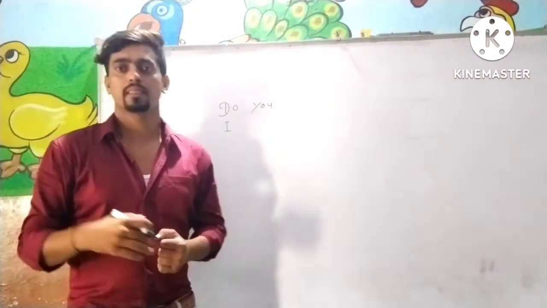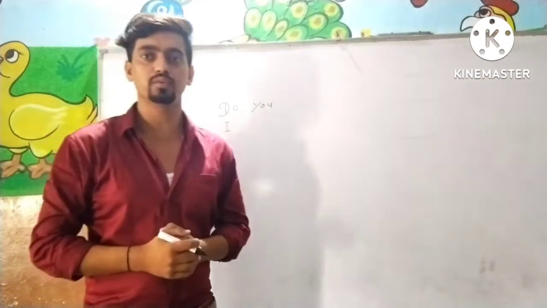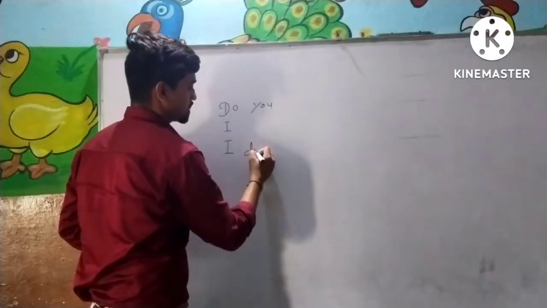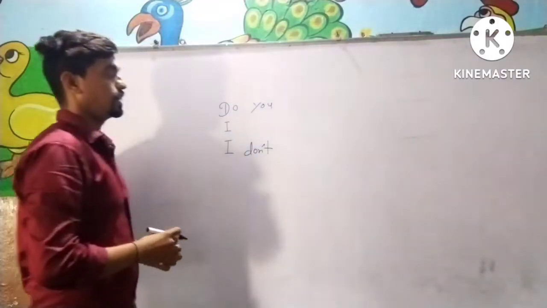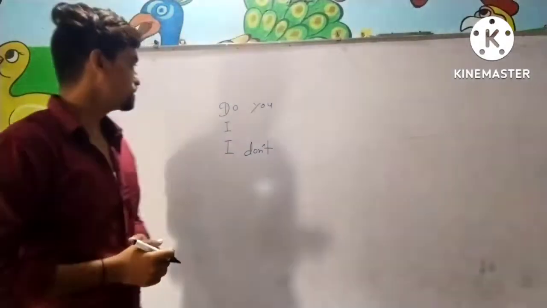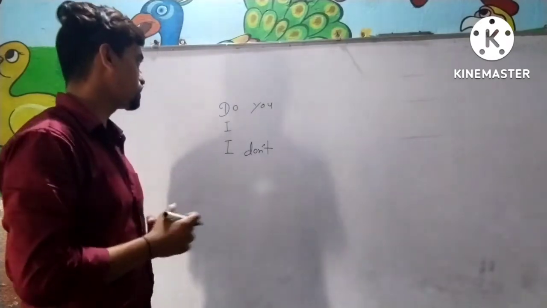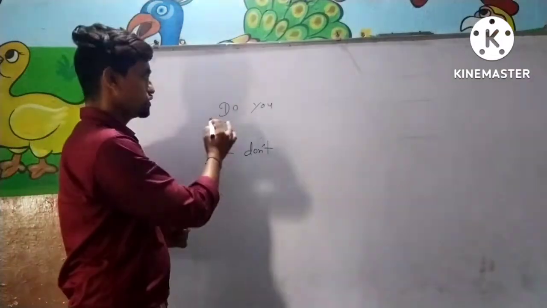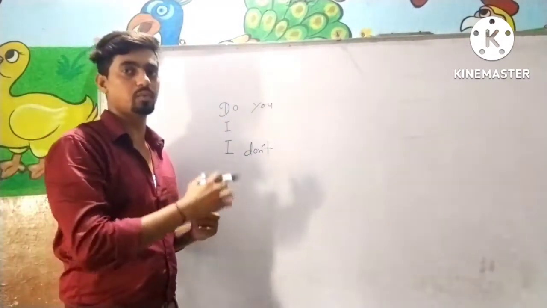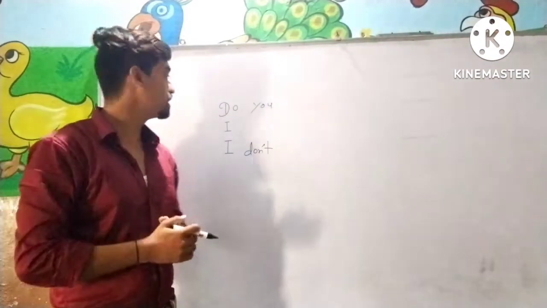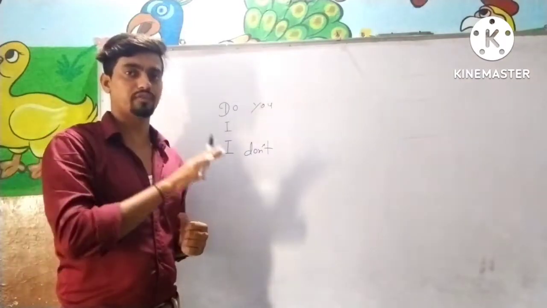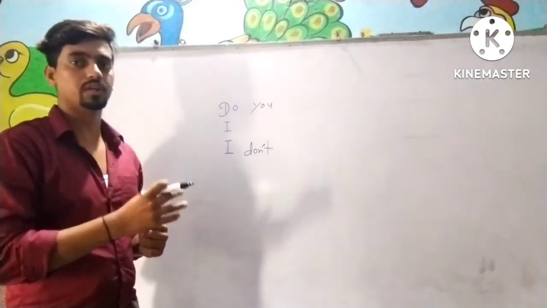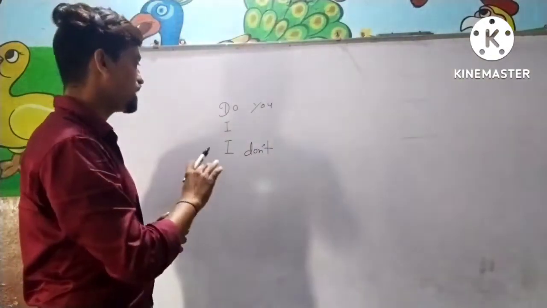And if we want to refuse, then we will use "I don't". And keep watching my video, my friends. If we are talking about the present and want to ask a question, we will use "do you" with the first form. If we want to answer, we will use "I" with the first form. And if we want to refuse, we will use "I don't" with the first form.